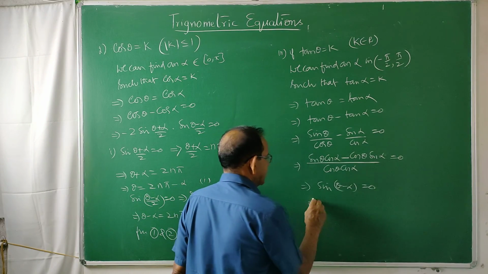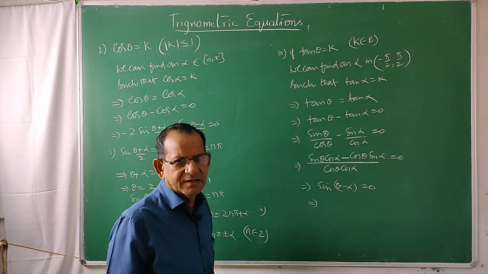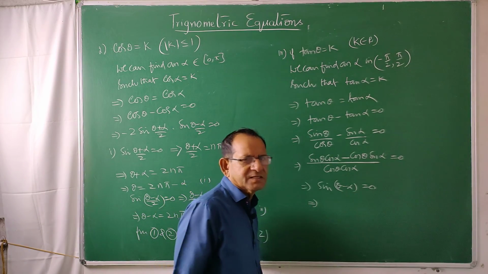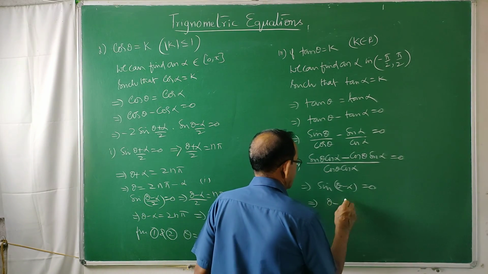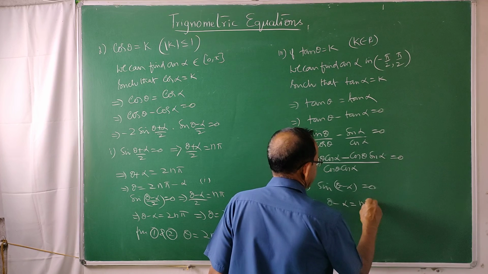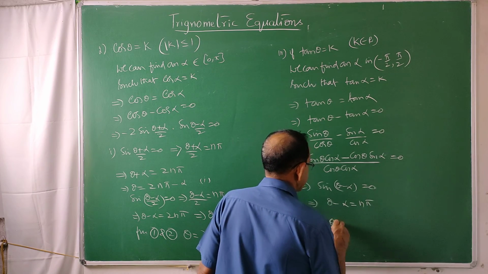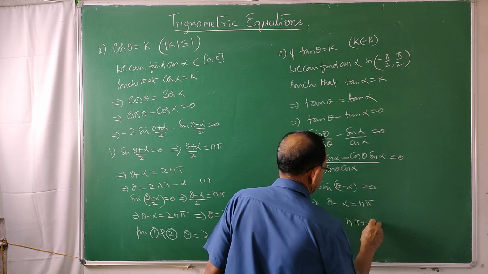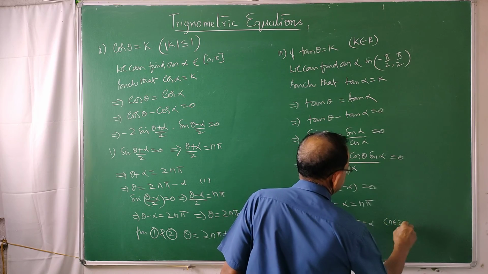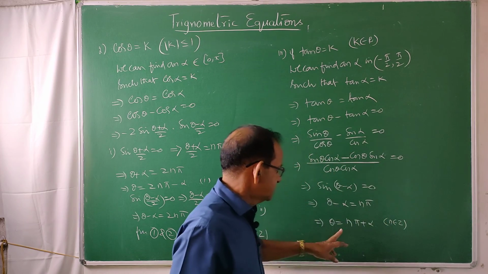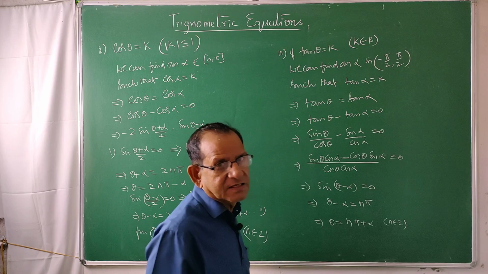That implies if sin theta is equal to 0, theta is n pi. So here theta minus alpha is n pi. That implies theta minus alpha is equal to n pi. That implies theta is equal to n pi plus alpha. N belongs to Z. It may be any integer. So this is the general solution for tan theta is equal to k.